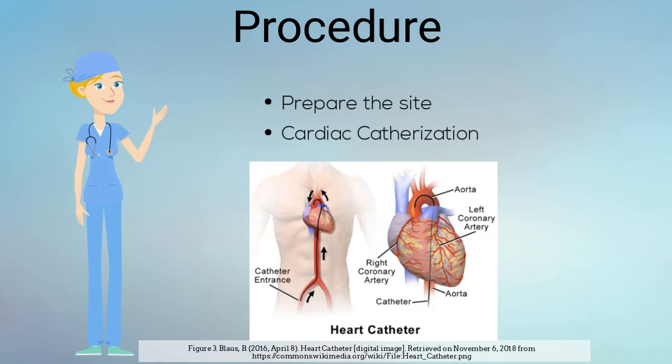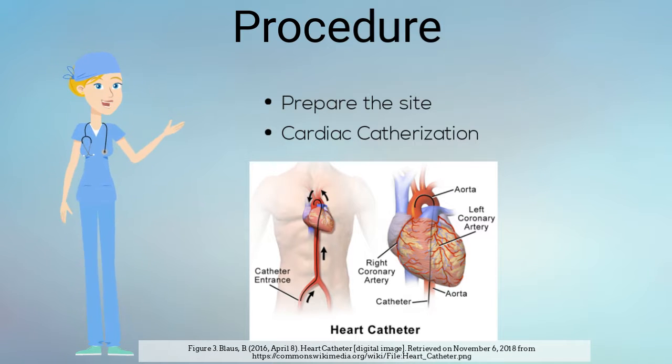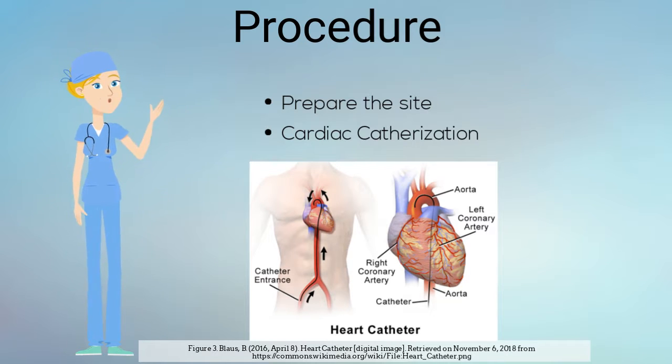Your physician will then prepare the site by cleaning it. A small incision is made for insertion of the catheter in either your wrist or groin area. The catheter is inserted and advanced through the blood vessels to your heart while taking pictures.